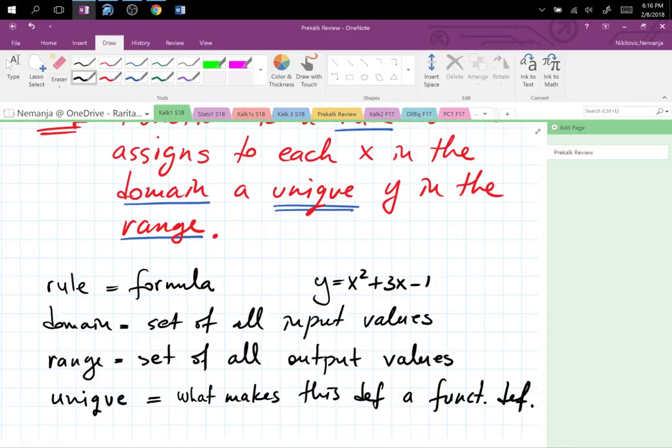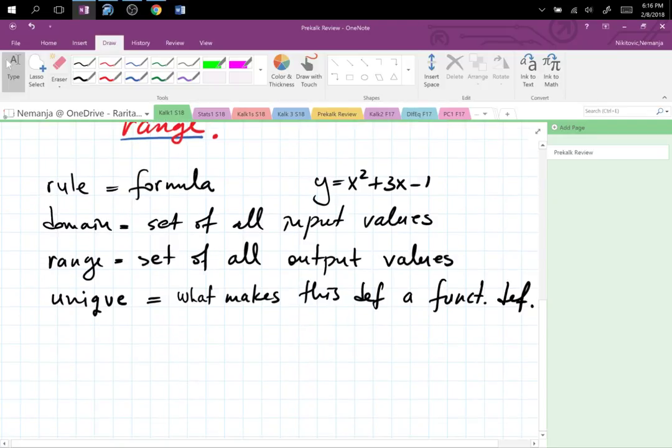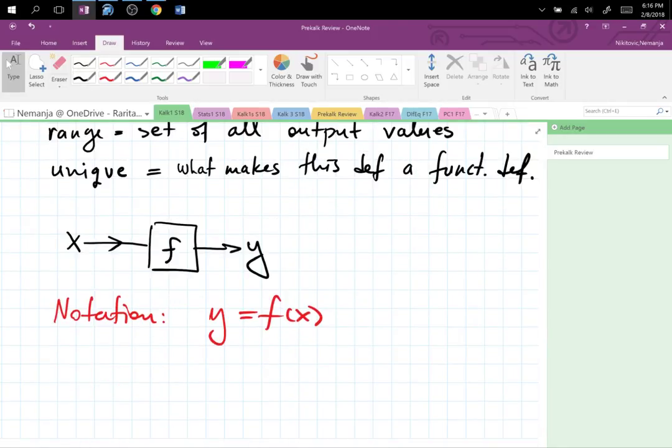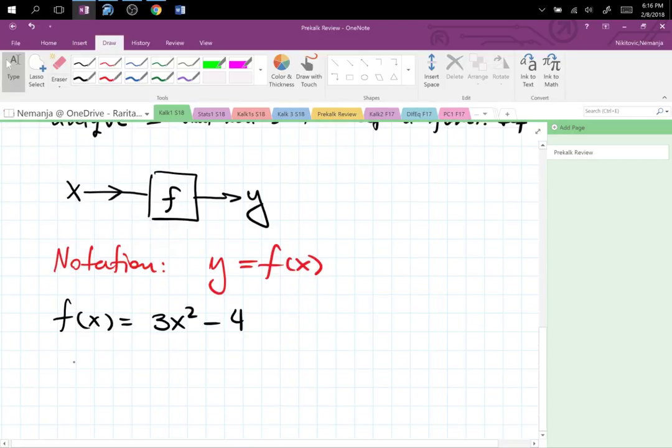So the idea of a function is that you are going to have some kind of an input. The function will change that and give you some kind of the output. We have the notation y equals f of x, and as an example we can take a look at f of x being 3x squared minus 4, and then we want to calculate f of 2.